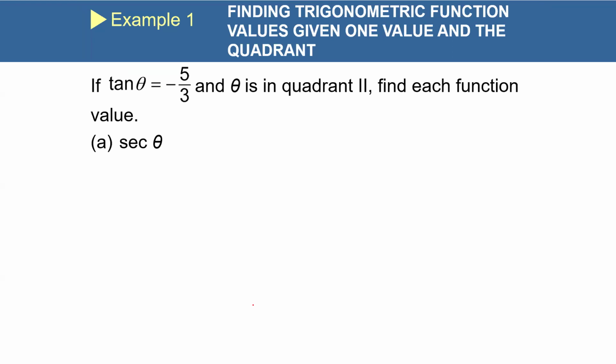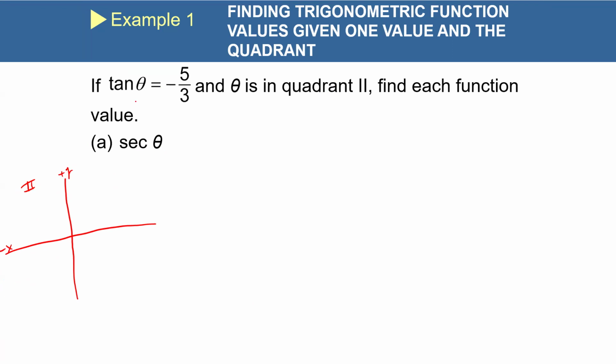All right. So starting off here, it says if tan theta equals negative 5/3 and theta is in quadrant 2, find each trig function. Okay, so first we're going to start off with secant theta. Now, given our notes, it tells us that theta is in quadrant 2. So it's in this quadrant, correct? Which means that I have a negative x and a positive y. Agree?